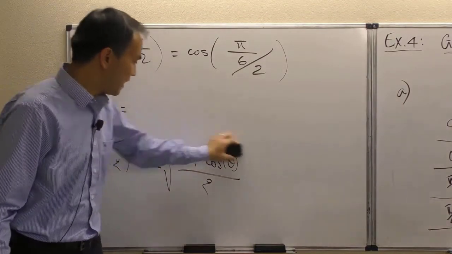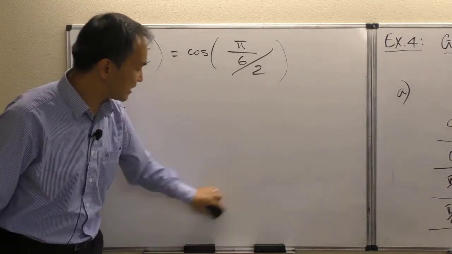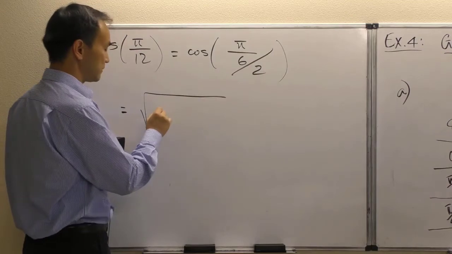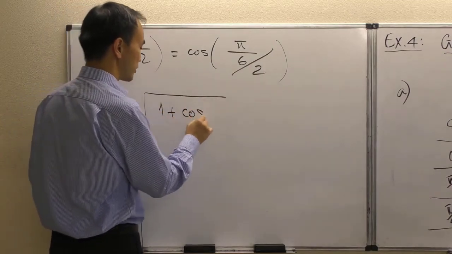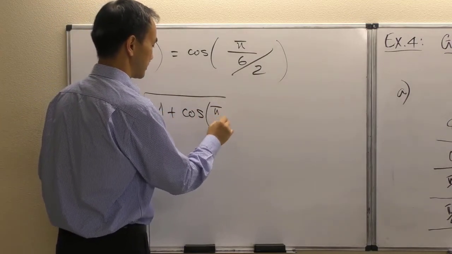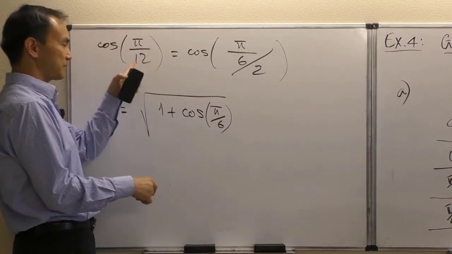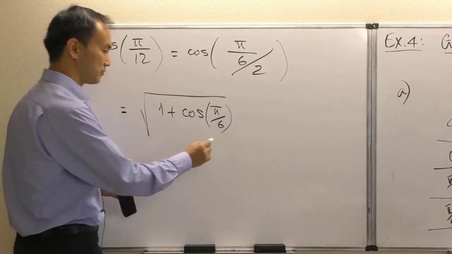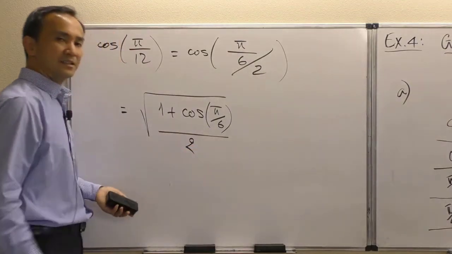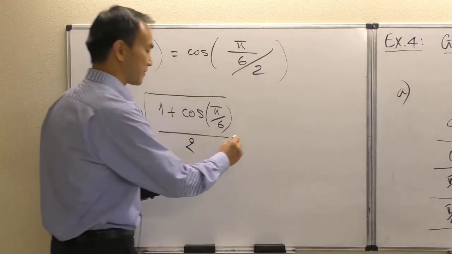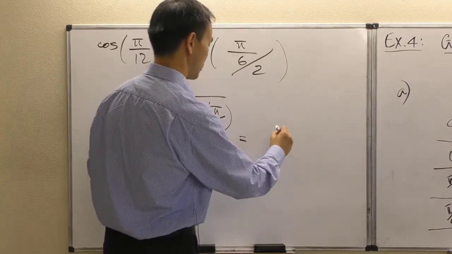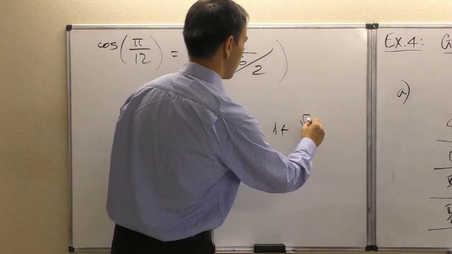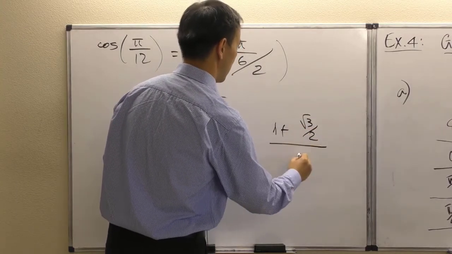And now I'm going to need space, so I'll erase this. And this is going to be the positive square root of 1 plus the cosine of pi over 6. Okay, so we recognize that pi over 12 is the half of pi over 6. So now that's the formula to use. And we divide by 2. All right, so that's 1 inside that root. We have 1 plus cosine of pi over 6, which is square root 3 over 2, and then divide all that by 2.